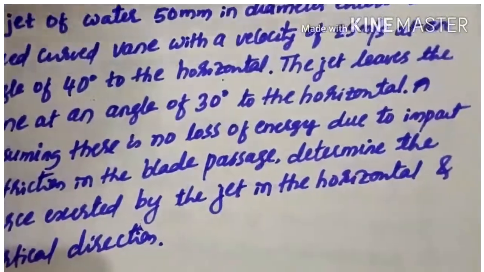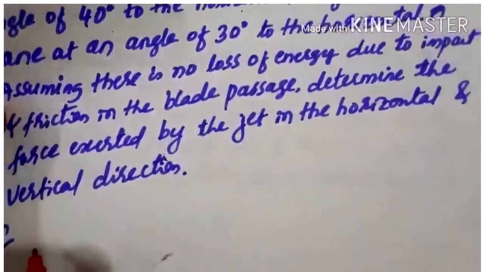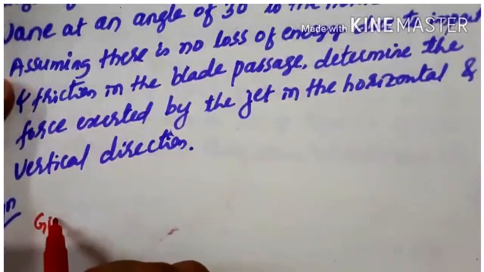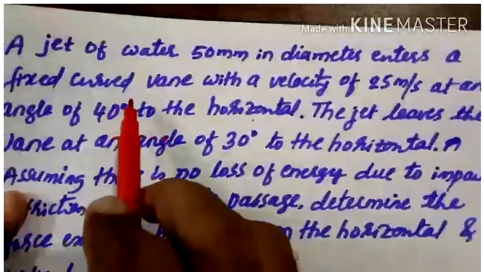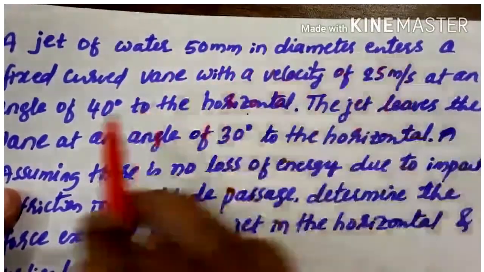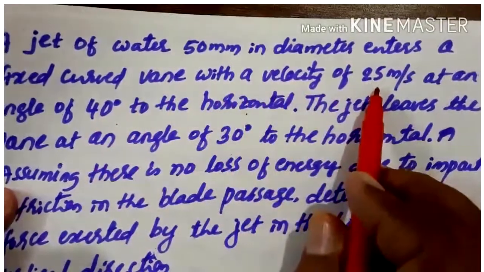In this problem, let us first write down the given data. The jet is striking the curved vane like this. This is the curved vane, and it is striking at one of the tips, and the inlet is given here. The water of 50 mm diameter enters the fixed vane with a velocity of 25 meter per second at an angle of 40 degree. It is entering at an angle of 40 degree, and this velocity is 25 meter per second.